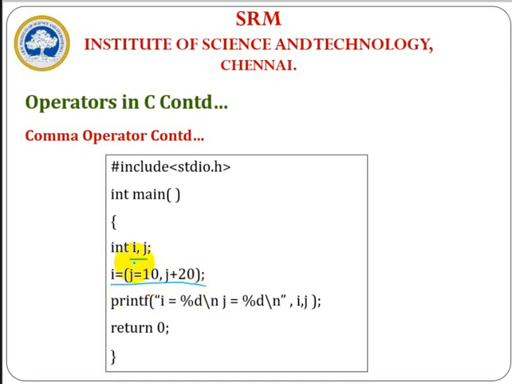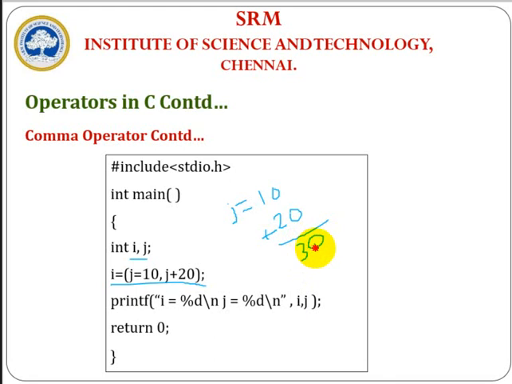What happened? First it will assign 10 to j, and then after completing this statement it will move on to the next one, j + 20. Now the j value is 10 because it assigned 10 to j. Then j + 20 means 10 + 20. What is 10 + 20? It is nothing but 30.